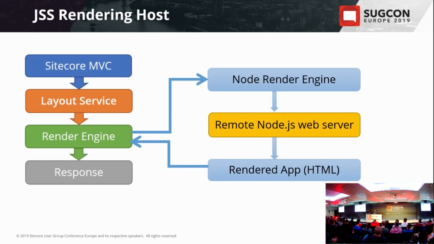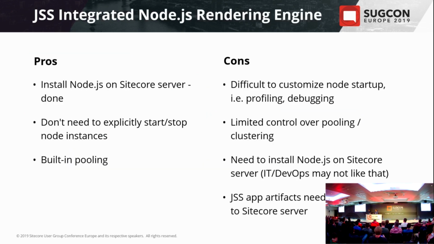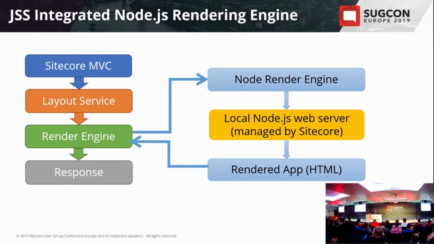So with JSS Rendering Host, we're hoping to alleviate some of those things. Sorry, I missed one big point on here. When this local node instance gets spun up by Sitecore, it's basically a web server. It's just a little mini web server sitting on top of Node that takes in layout service data, and we make a little RPC call with layout service and context data. That Node server does the rendering and then sends HTML back.